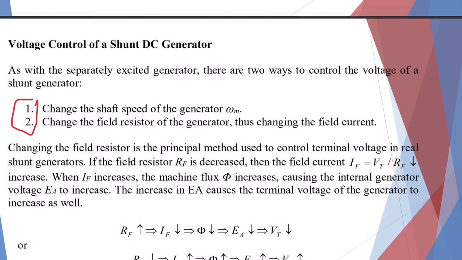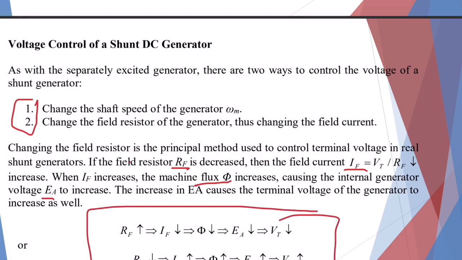If the field resistance RF is decreased, then the field current IF will what here? Decrease, or sorry, will increase here. When IF increases, the machine flux increases, causing the internal generated voltage EA to increase. The increase in EA causes the terminal voltage of the generator to increase as well. We can see this here. The summary: when RF increases, IF will decrease, flux decreases, EA decreases, VT decreases. When RF decreases, IF increases, flux increases, EA increases, VT increases.